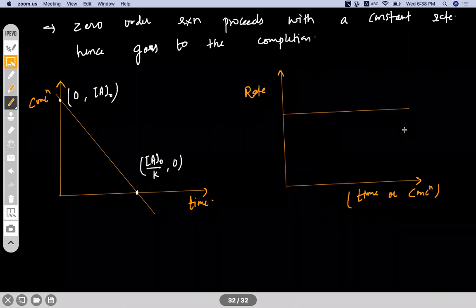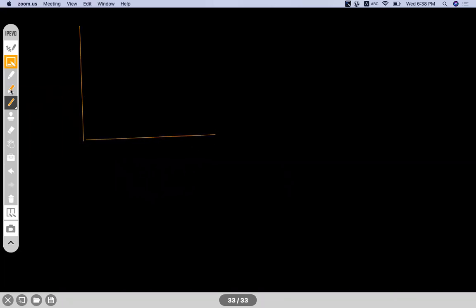Concentration of product varies linearly with time. So in the concentration of product and time graph, the first one was for reactant, and this graph will be like this. Initially it is 0 and then it varies linearly. y equals mx.